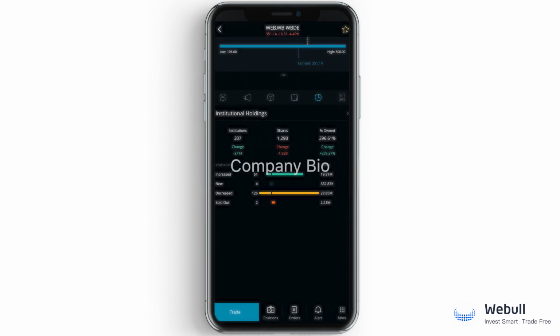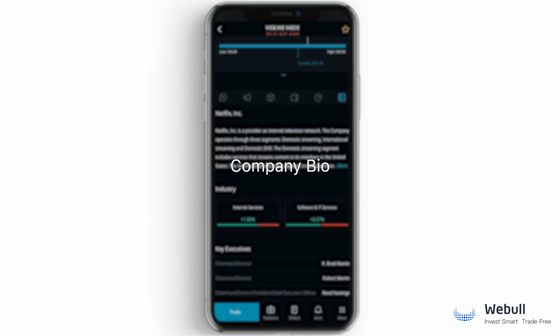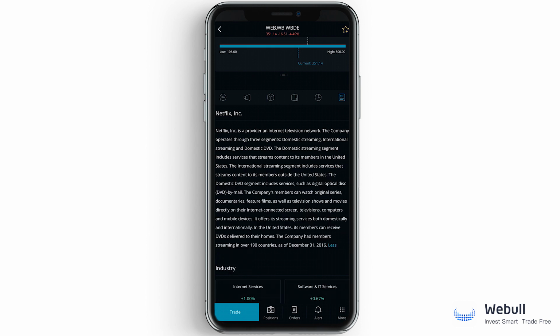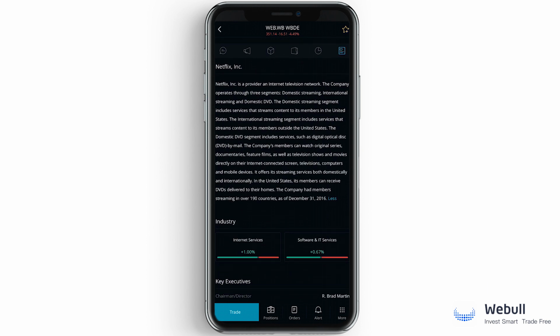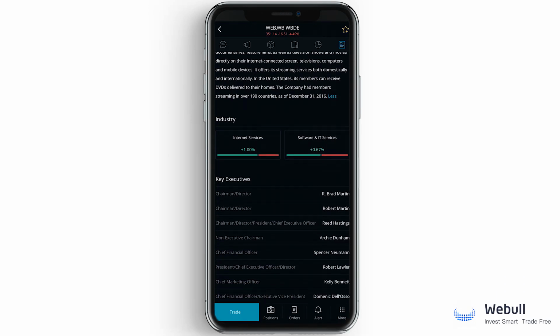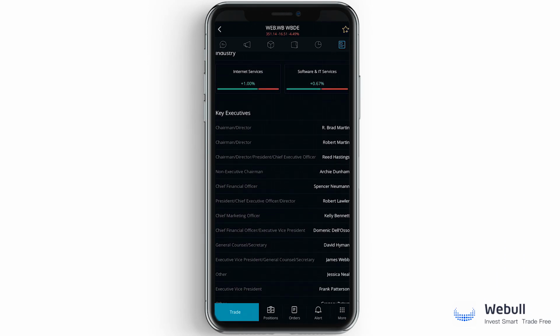Company bio. The company bio has the basic information on the company itself. This includes the company profile, the company's industry, and a list of senior executives in the company. This tab allows you to stay up to date on higher level information without having to switch to another site.